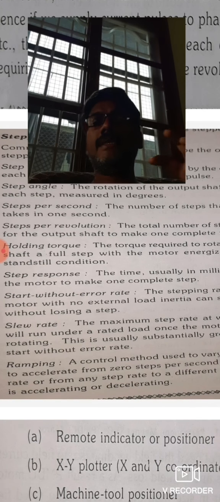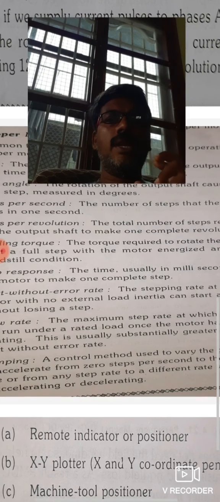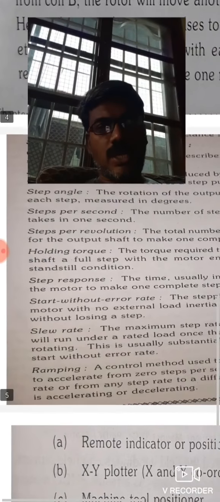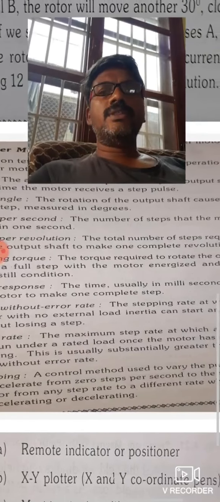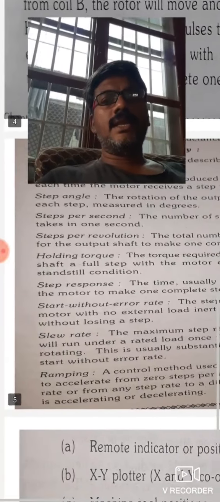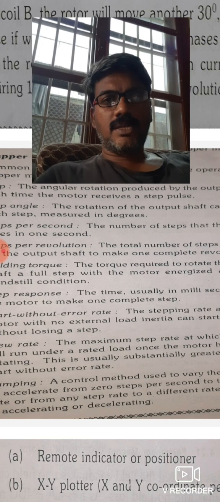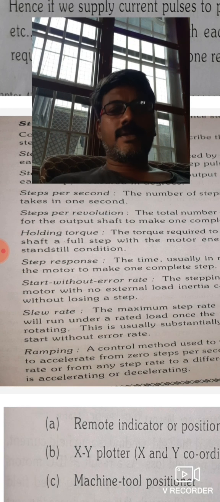What is the holding torque? What is required for the motor each and every time? The holding torque: the torque required to rotate the output shaft by a full step with the motor energized and in a standstill condition is known as holding torque.